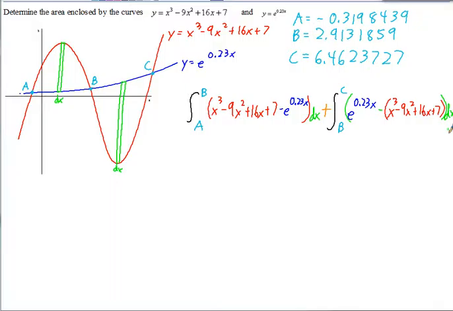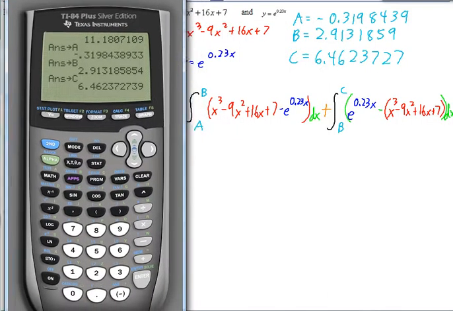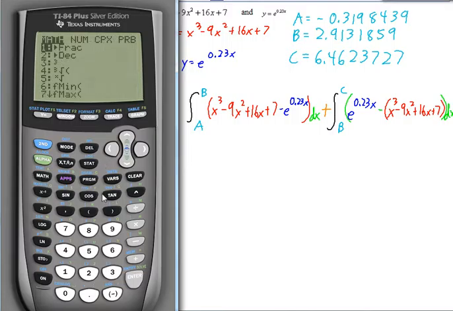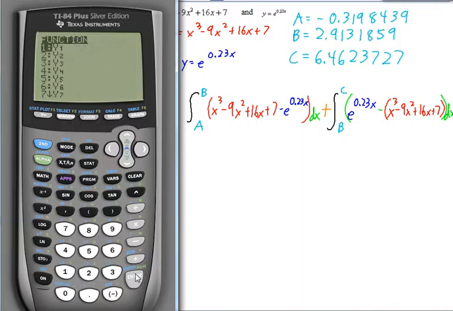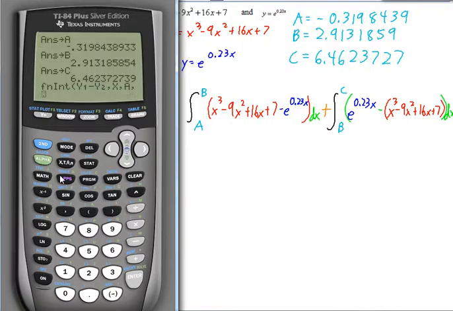This one actually says determine the area, and I just set it up, so let's go ahead and use our calculator to work this out. Okay, so we can put this all in at once. So math, number 9, function integrate, and this one is our y1 and this one's our y2. So variables, y variables, y1 minus variables, y variables, y2, comma x, comma the lower limit alpha a, comma upper limit alpha b.